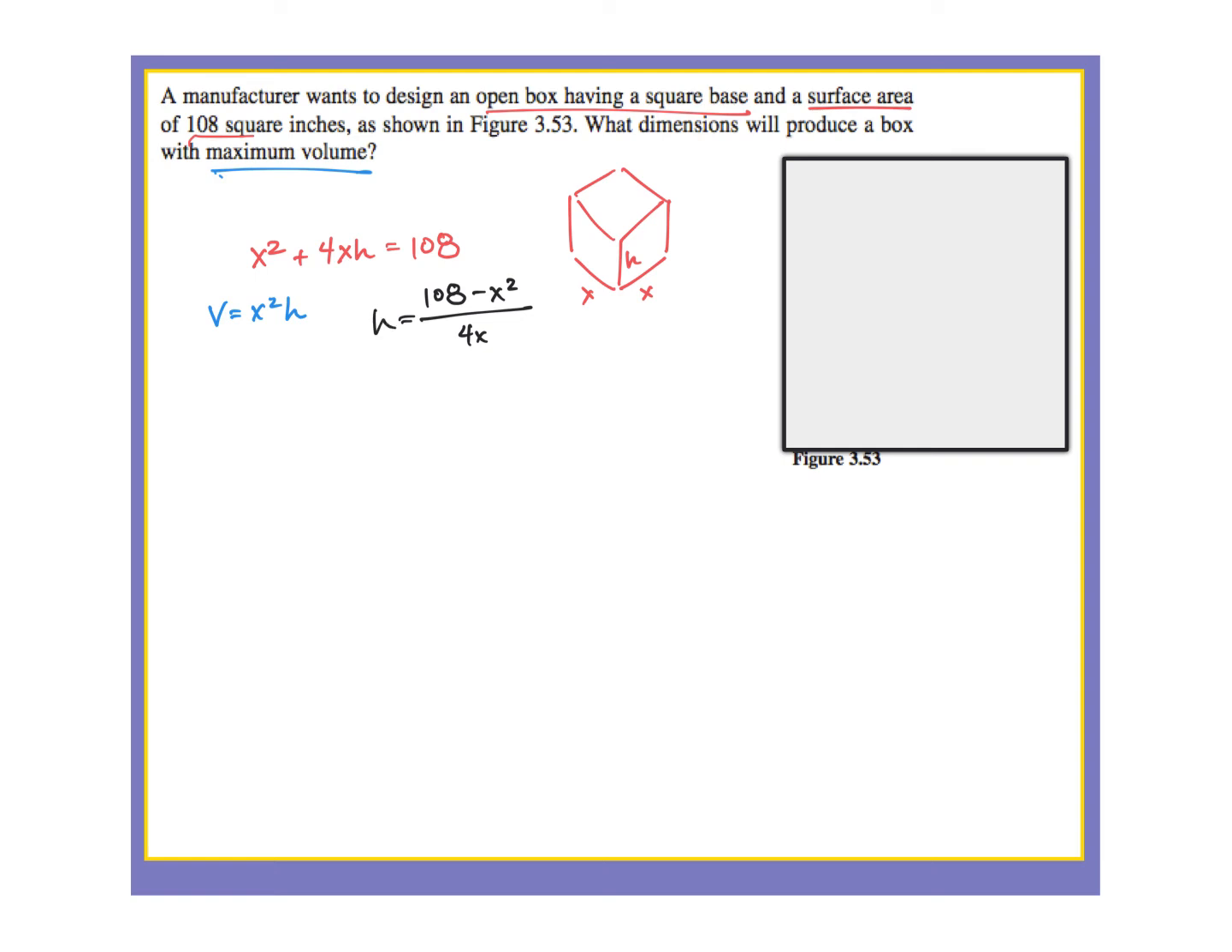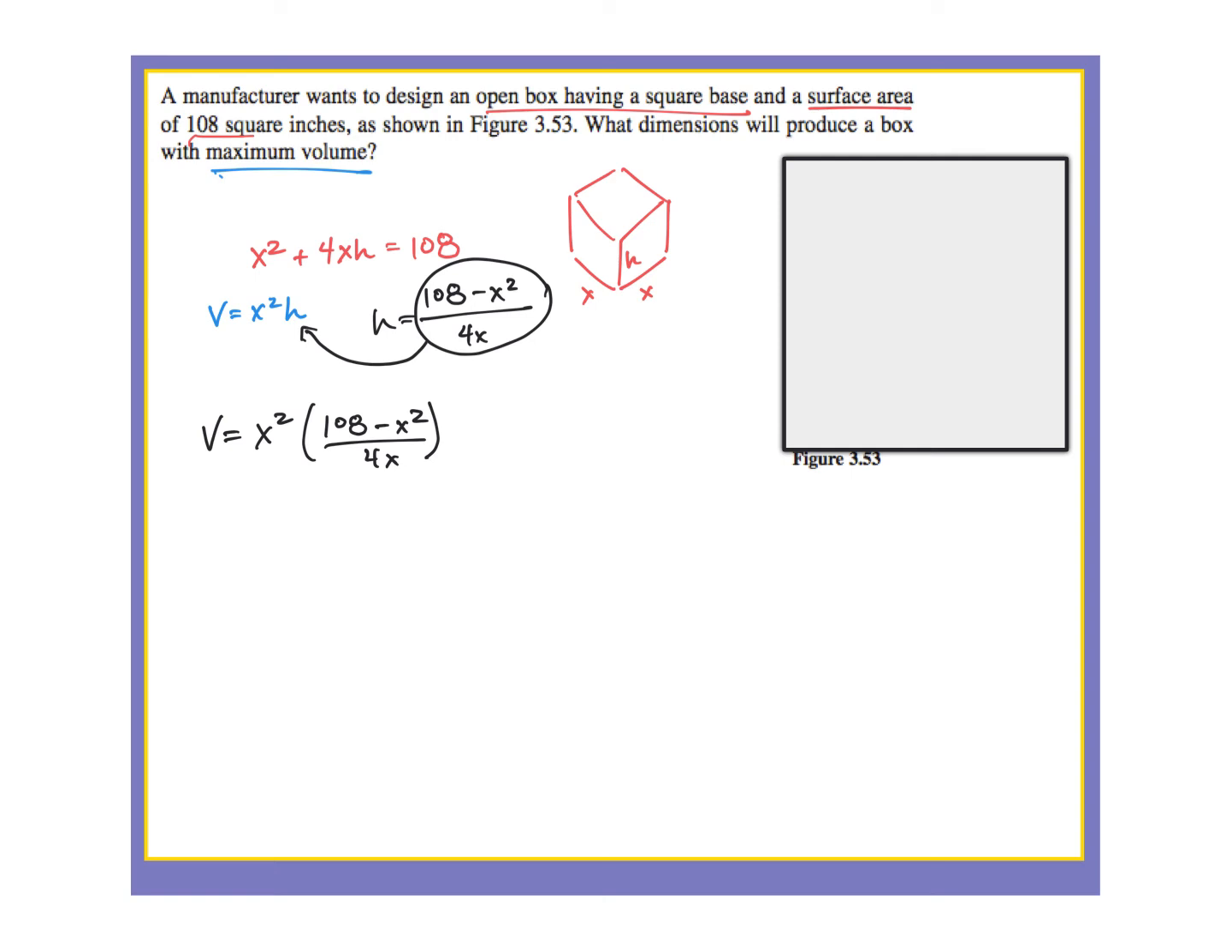See how we did that? All right. So now that's what h is, and I'm going to substitute it in there. So now I end up having volume is equal to x squared times (108 minus x squared) over 4x. Now, we could take a derivative like that. However, I don't really want to. Are you following me? I kind of want to simplify before I take a derivative. Yes? All right, so let's do it.